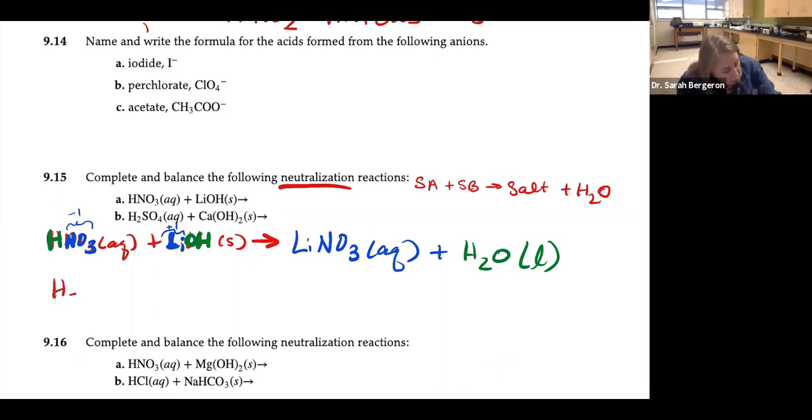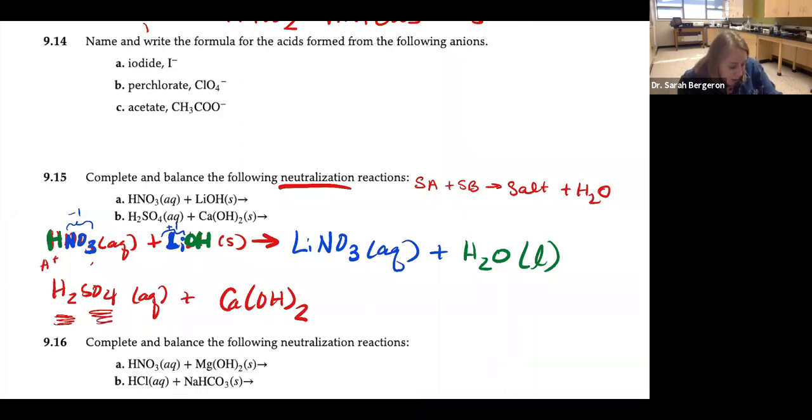Now, H2SO4 aqueous plus CaOH2. Now, remember how I said you have to be careful of the charge? So the charge over here and the charge over here, a hydrogen ion is a +1. SO4 is a 2-. So when you cross them over, the 2 is going to come down here. The 1 is going to go down there, okay?